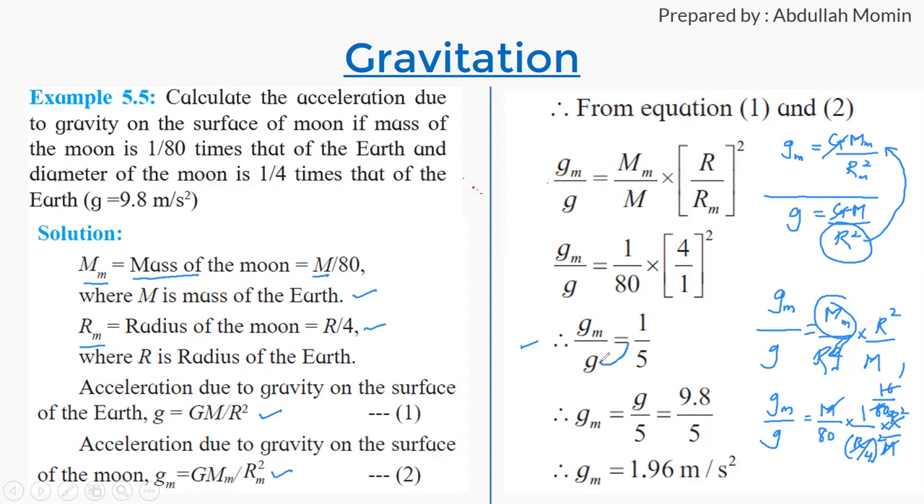So when g goes to the other side of the equal sign, gm can be written as g upon 5, and the value of g, that is the acceleration due to gravity on the earth's surface, is 9.8. So 9.8 divided by 5 is 1.96. This is the acceleration due to gravity on the surface of the moon.